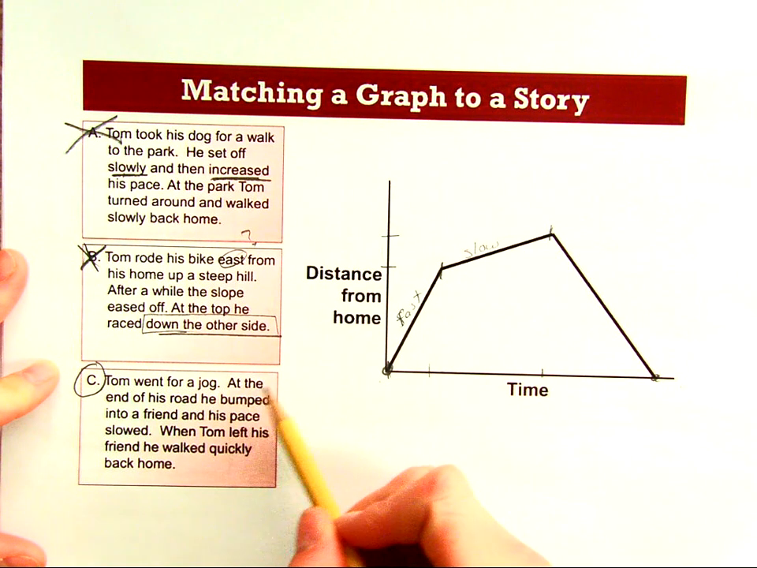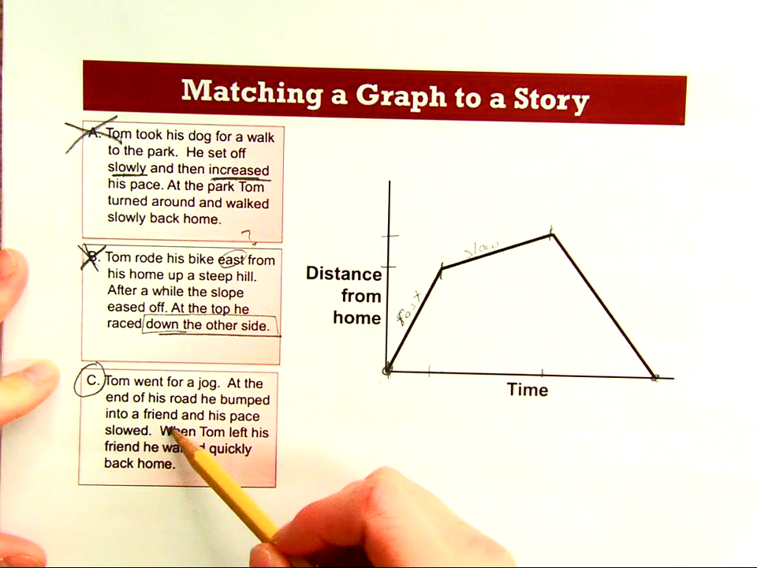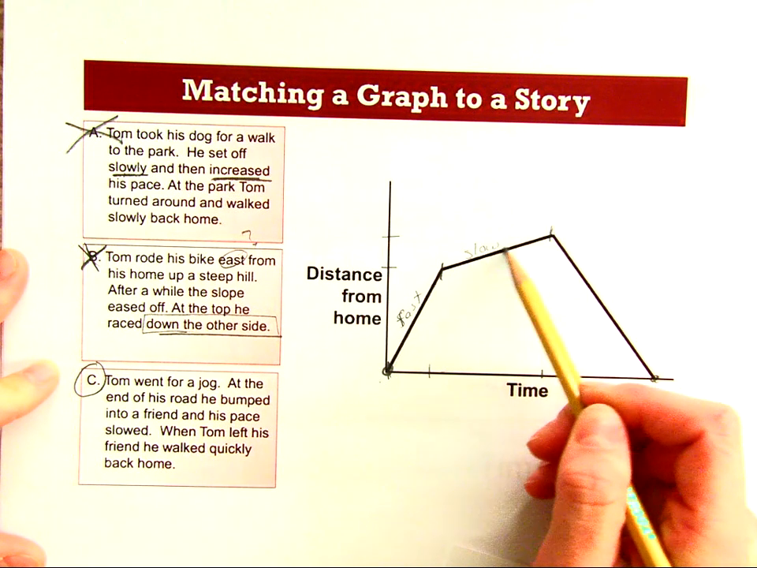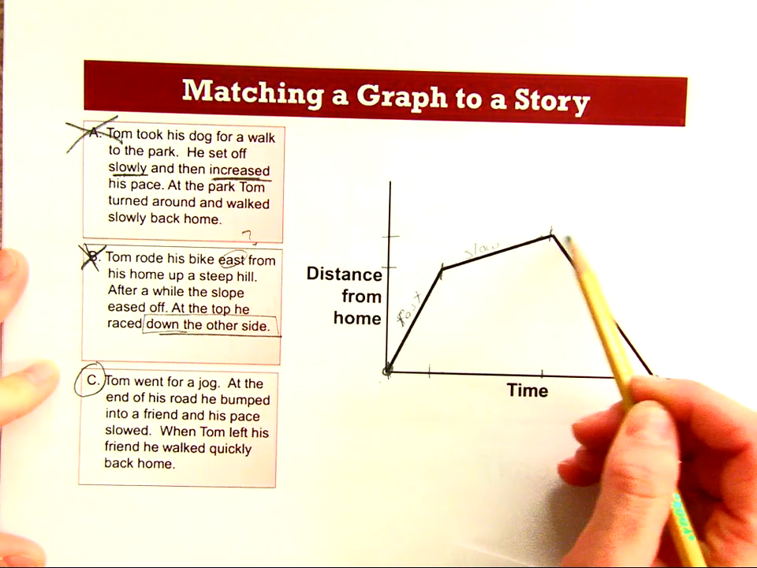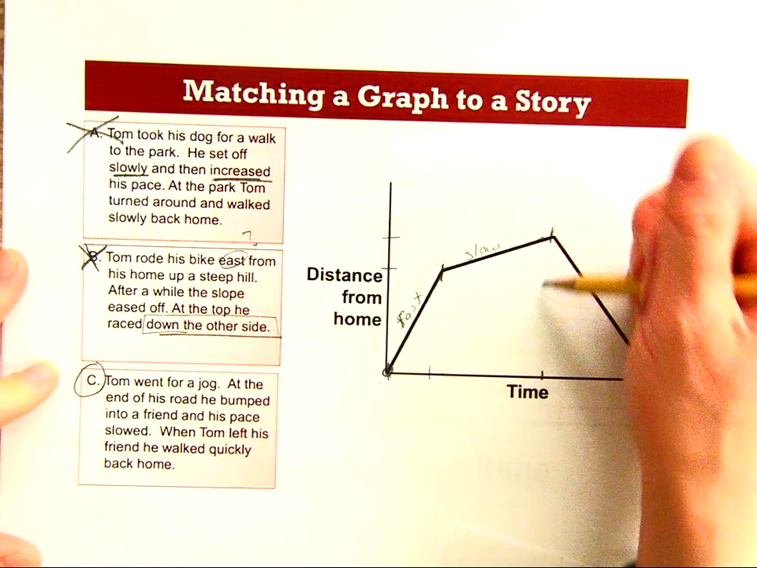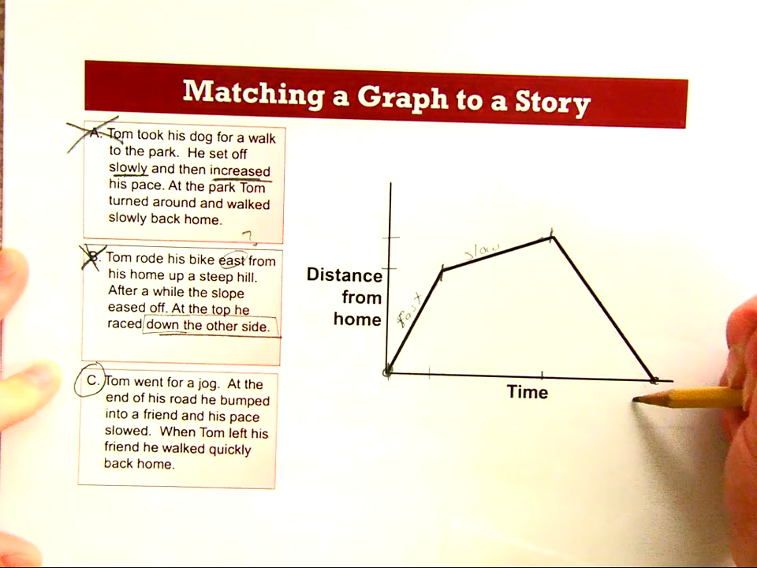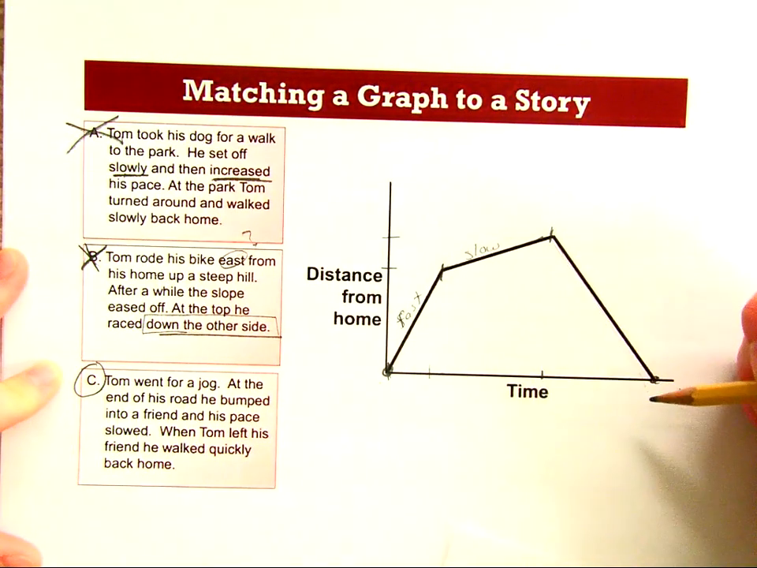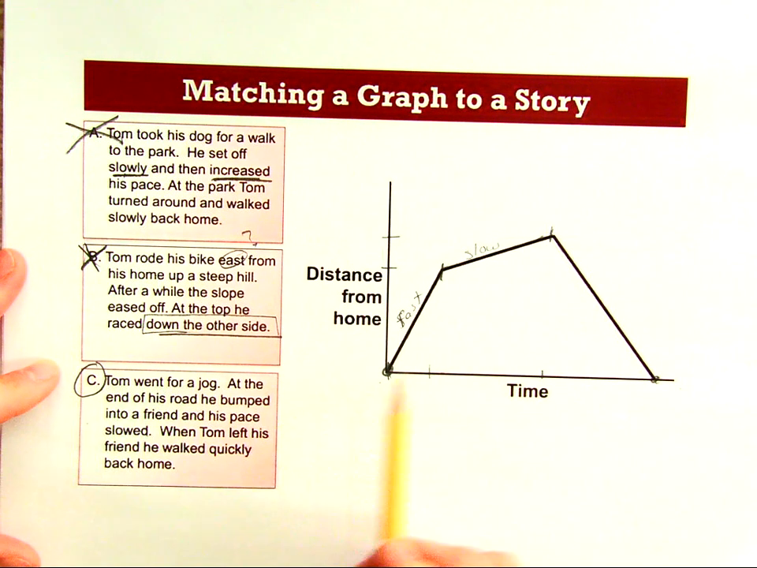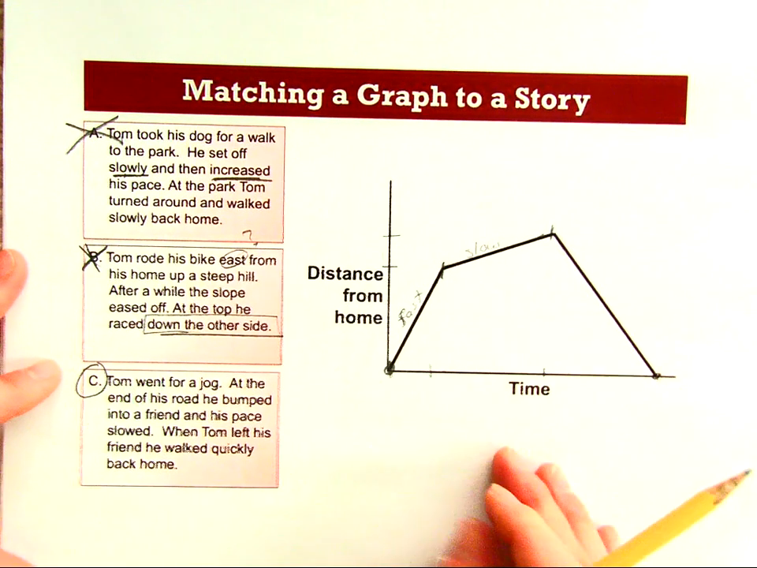So he went for a jog. At the end of the road, he ran into a friend, so his pace went slower. So he's jogging, and then he slows, so that matches that speed we looked at the beginning. Okay, when he left his friend, he went quickly back home. So again, this is a faster speed. It's a steeper slope here, and he returns home. So everything in the story matches what's going on in the graph. So C is the correct answer there.